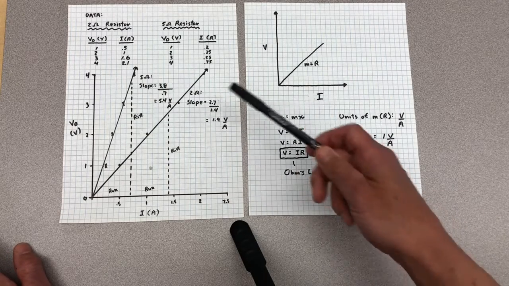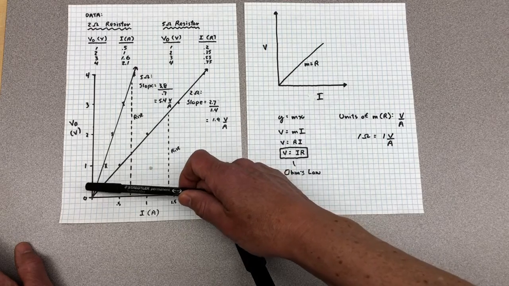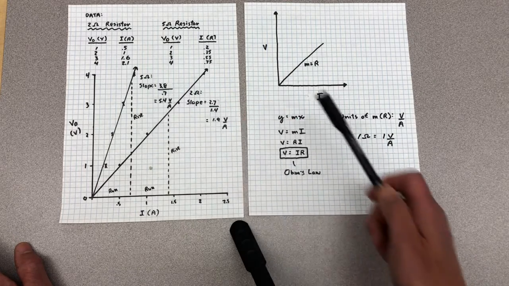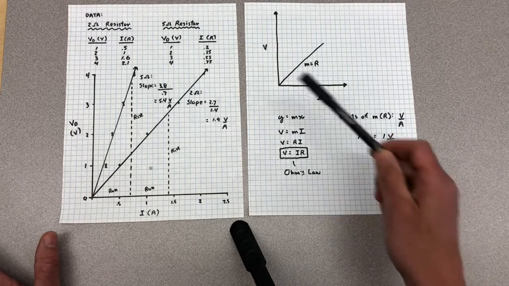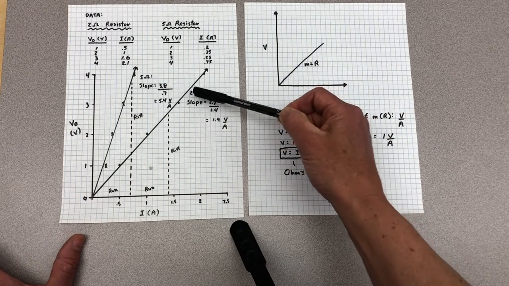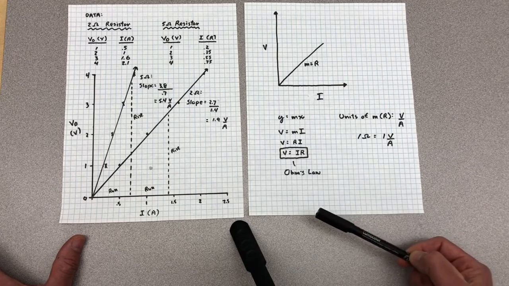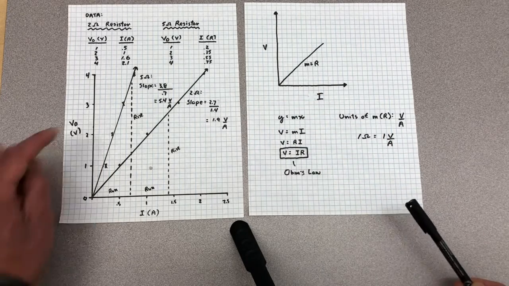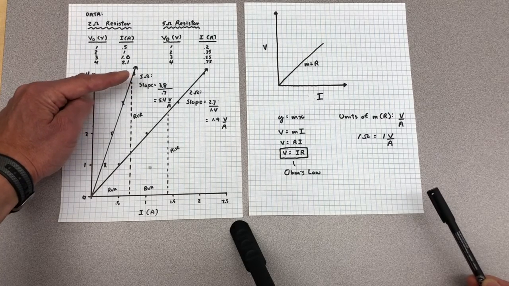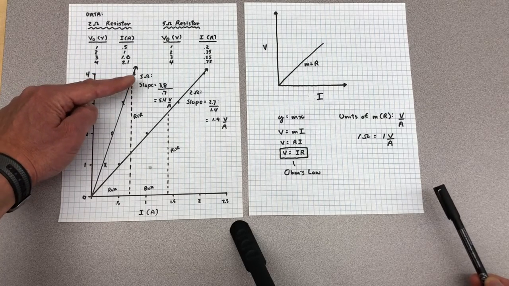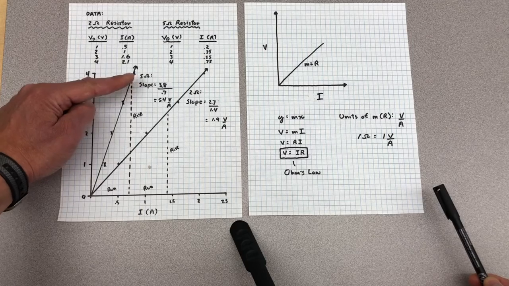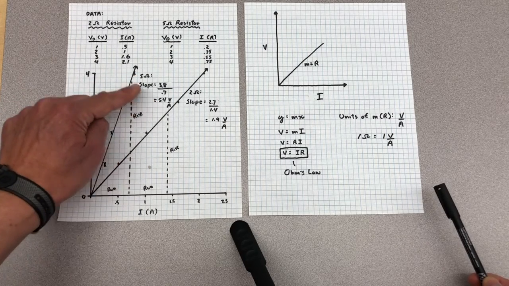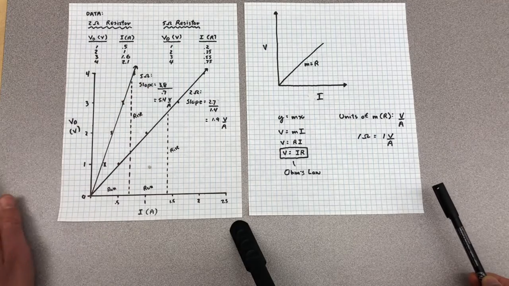And then if you do the same thing for the 5 ohm resistor, you get a slope of 5.4 volts per amp. Now you'll notice that the resistance and the slope are very, very close to each other. There's only a 5% difference there. Over here, same thing. The resistance and the slope are very, very close to each other. There's less than a 10% difference here.